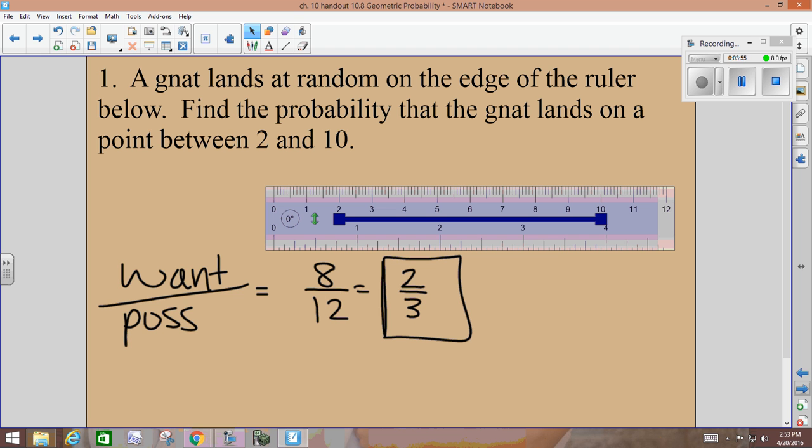How would I turn that into a percent? What do you do to get percent again? Yeah, you just do the fraction, 2 divided by 3, and then move your decimal 2 spaces or multiply by 100. This one would be about 67%, right? Is it 66.6 repeating? Okay.